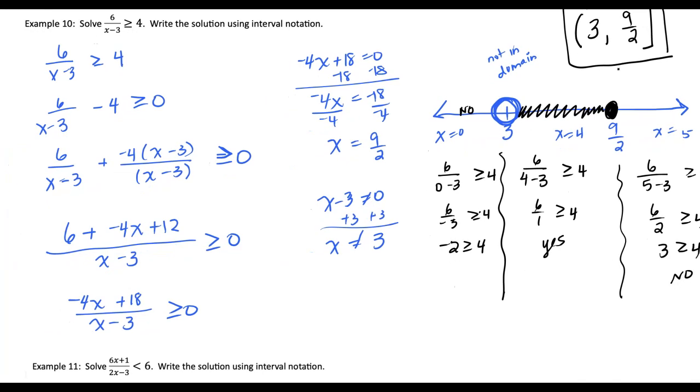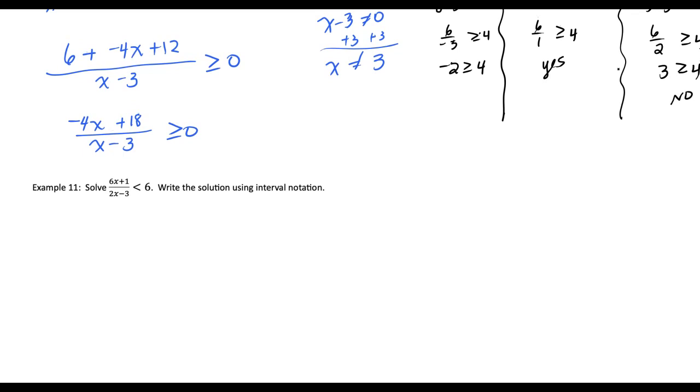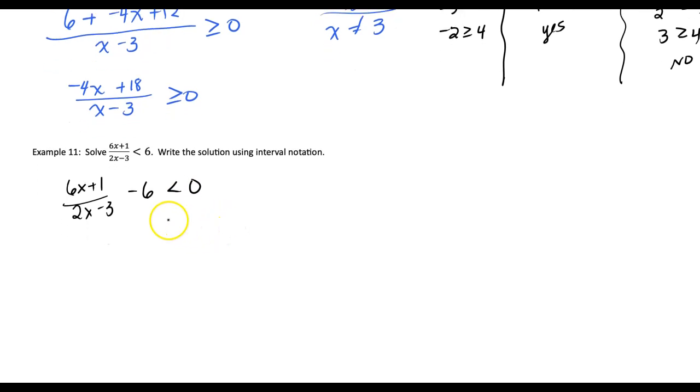And I'm going to go ahead and work on one more example, example 11. So notice that we have our rational term, and then we also are going to try to get it with a 0 on the other side. So 6x plus 1 over 2x minus 3 minus 6 is less than 0. And then I'm going to go ahead and get common denominators. And again, you know that I changed that to plus negative 6 to make it easier to remember.